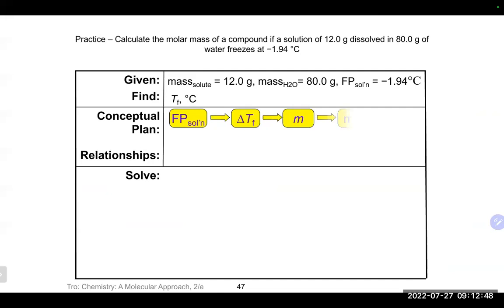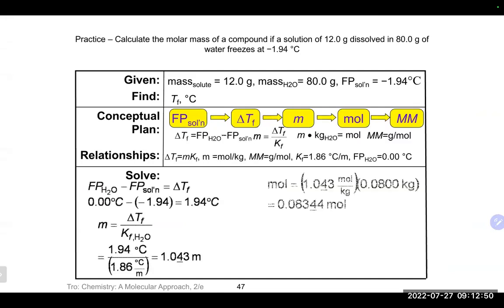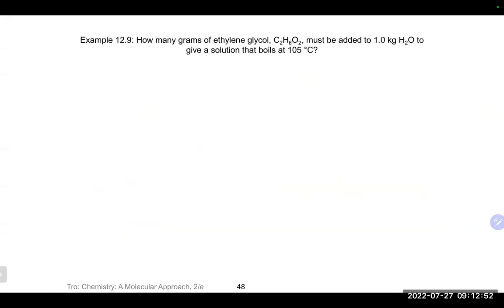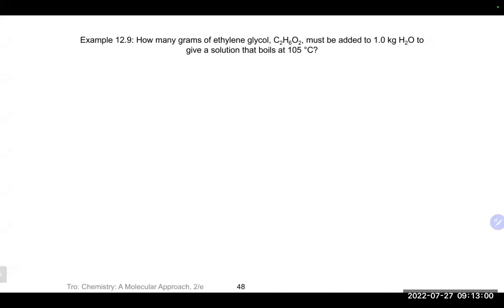So that's the one we just did. That's good. So why don't you try this one then, see how you do on this. How many grams of ethylene glycol must be added to 1 kilogram of water to give a solution that boils at 105 degrees Celsius?